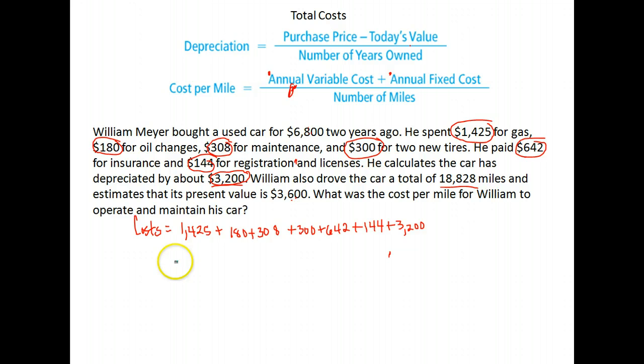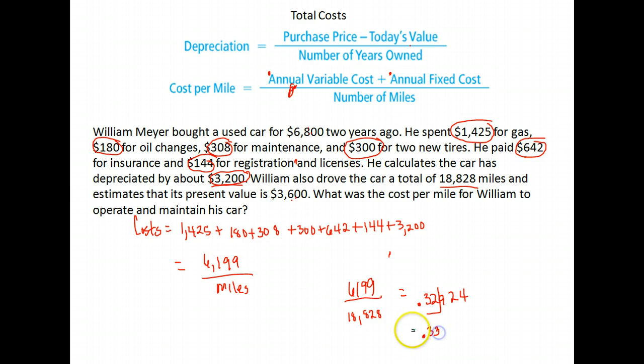So the cost of operating this vehicle so far is $6,199. How much did he drive? So we take the cost, we divide by the number of miles it was operated in that time. So 6,199 divided by 18,828 miles. And we get 0.32924. We want the nearest cent, so we're going to round right here. The cost to operate this vehicle is 33 cents for every mile it's driven.